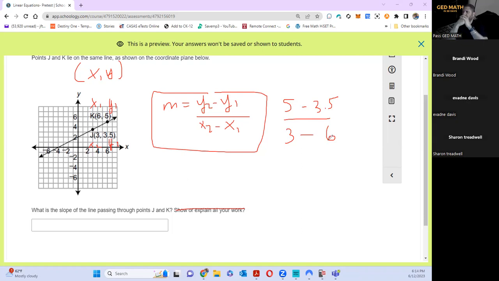What's our next step? Subtract. Is that correct? You got a -5, minus that is not correct. If you label 5 as Y2, so look what we did here. We said 5 minus 3.5. So this is Y2 minus Y1. That is not Y2. What's Y2? Oh, Y2 is 5.